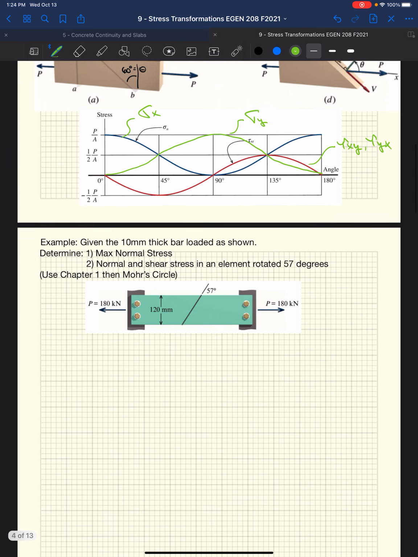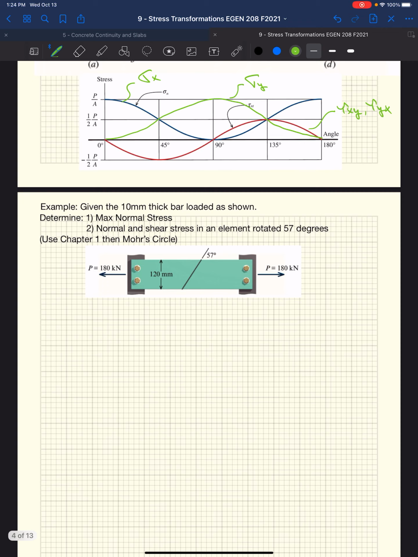All right. So we're going to do it a couple different ways. We're going to do it the way that we derive the equation for this behavior, and then we're going to use Mohr's circle. So we've got a 10 millimeter thick bar, about half inch thick, loaded as shown, with 180 kilonewtons. We want to determine the max normal stress and the normal and shear stress in an element rotated at 57 degrees.